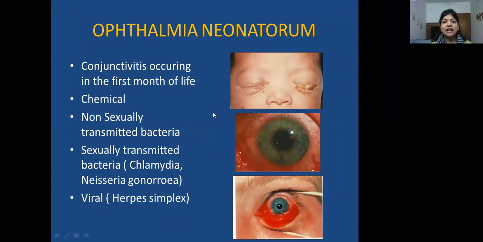Now, just a couple more conditions. Ophthalmia neonatorum is typically conjunctivitis that occurs in the first month of life. The important vision-threatening organisms would be Neisseria gonorrhoeae or chlamydia causing conjunctivitis. Gonorrhea especially is very important because if it is not treated, it can cause corneal ulceration, the cornea perforates, and the child will have irreversible loss of vision.